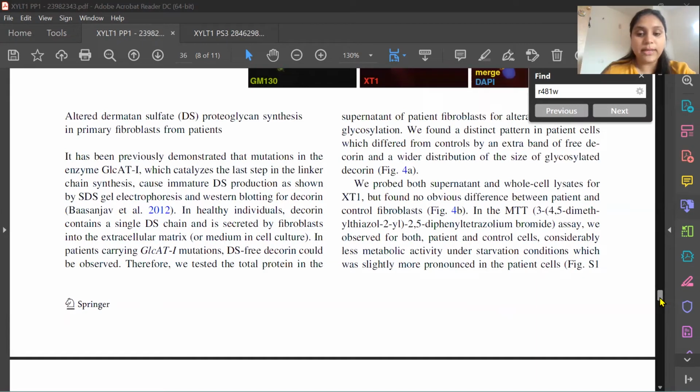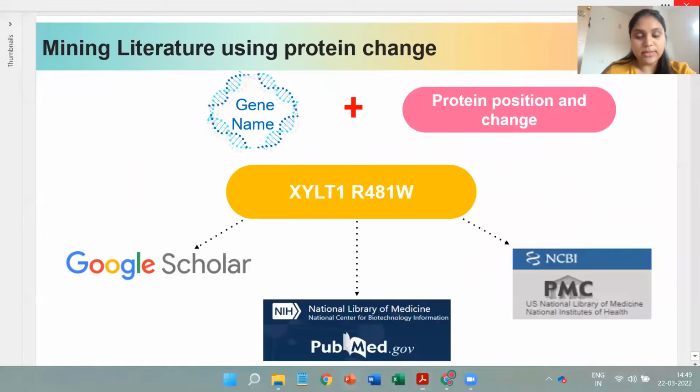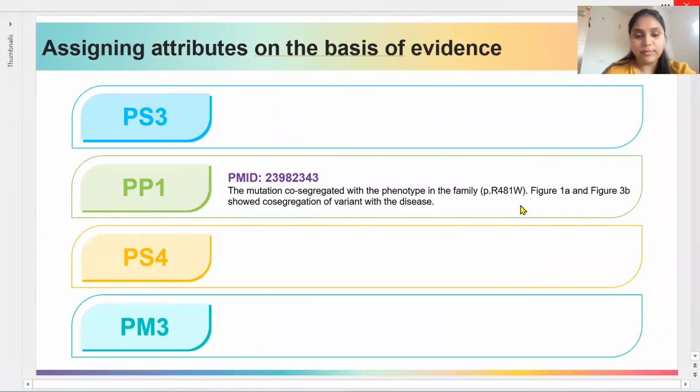However, we cannot give any evidence, any criteria of ACMG and AMP guidelines based on this evidence, because these evidence do not completely cover all the aspects of this gene and its function. Therefore, we need further information to be able to give either PS3 or BS3, which are the functional criteria of ACMG and AMP guidelines. Therefore, on the basis of this study, we were able to give PP1 supporting evidence because the mutation co-segregated with the phenotype in the family.